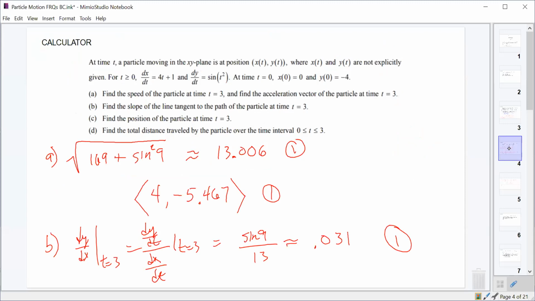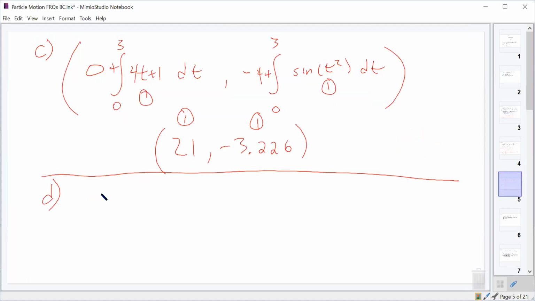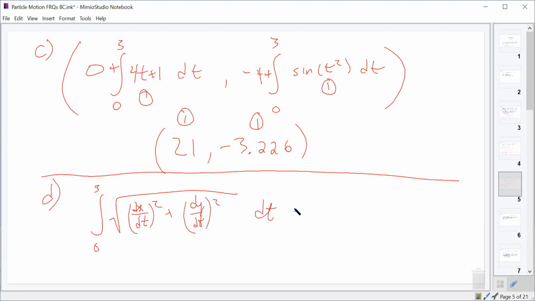Find the total distance traveled by the particle from t equals 0 to t equals 3. All right. Well, 0 to 3, integral of the speed. These should be pretty easy. We should be pretty used to these by now. The square root of dx/dt squared plus dy/dt squared. And that came out to be 21.091. 1 point for the integral, 1 point for the answer. Any questions there?